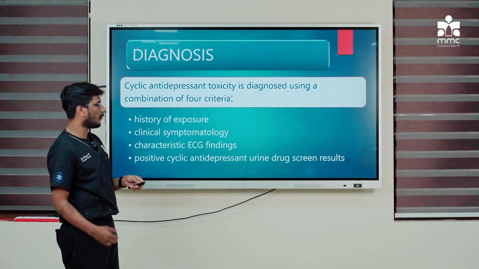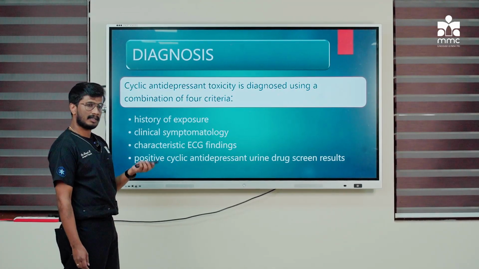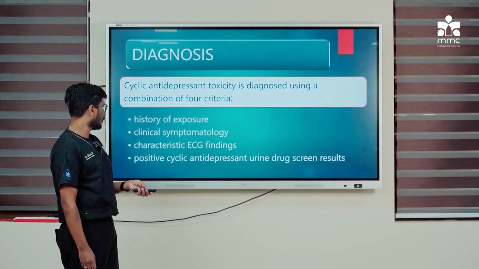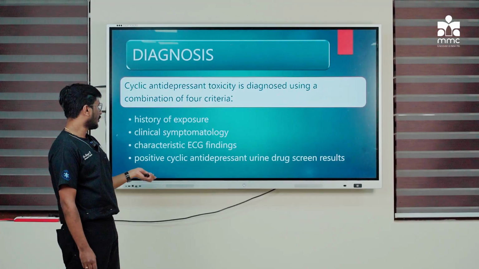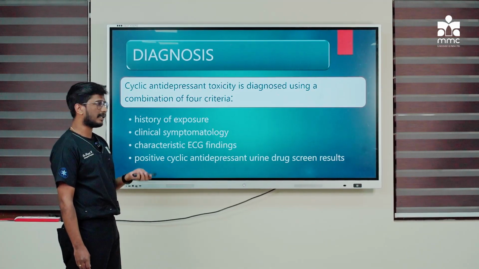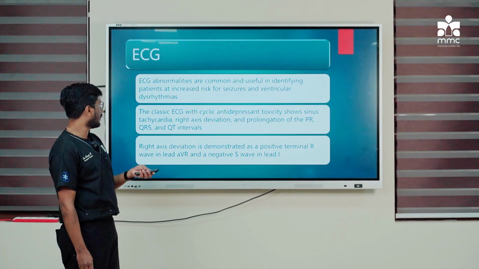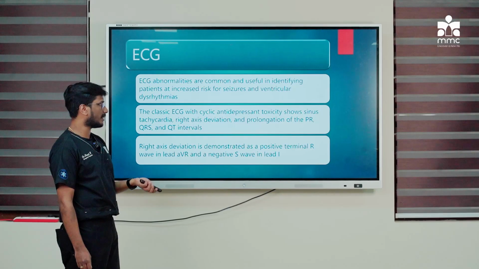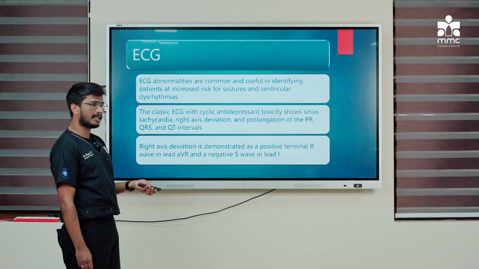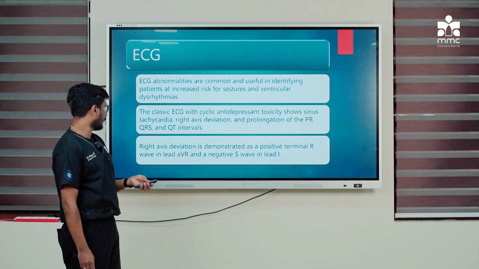Regarding the diagnosis, how will we diagnose a patient with cyclic antidepressant toxicity? It is diagnosed by a combination of 4 criteria: history of exposure, clinical symptomatology, characteristic ECG findings and a positive urine drug screen result. These are the 4 criteria for diagnosing cyclic antidepressant overdose. ECG abnormalities are common and helpful in identifying patients with increased risk of seizure and ventricular dysrhythmia. The classic ECG in cyclic antidepressant toxicity shows sinus tachycardia, right axis deviation, and prolongation of the PR, QT and also QRS intervals.